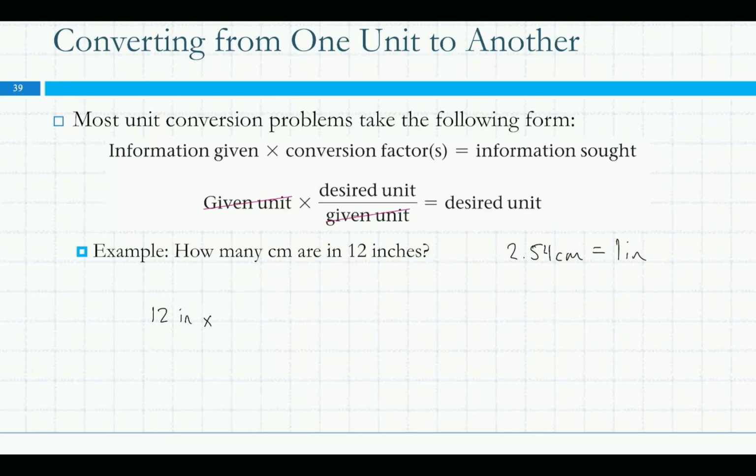So I look at my given units, I say, I have inches, I want to cancel out inches, so I'm going to put this part, the 1 inch part, that's 1 inch of my conversion factor on the bottom, and then the other part has to go on top, because that's the part that's equal. Otherwise, it's not 1, it's not a conversion factor. So it's 30.48. Ooh, and this is a good one for sig figs.